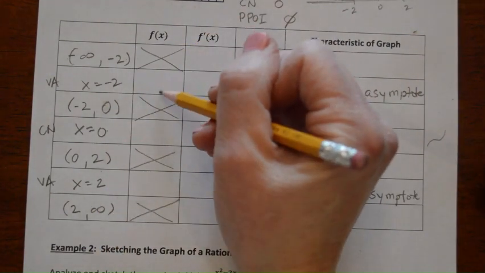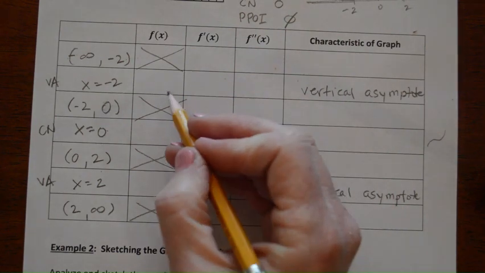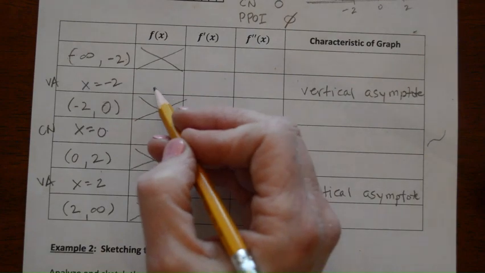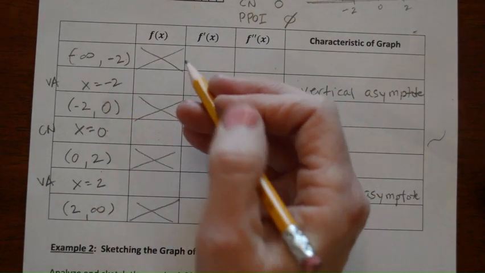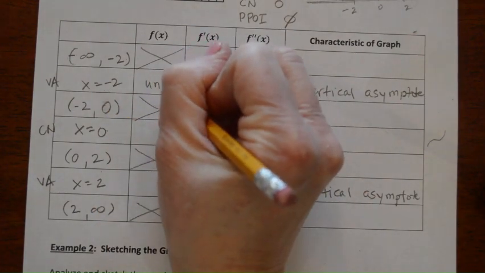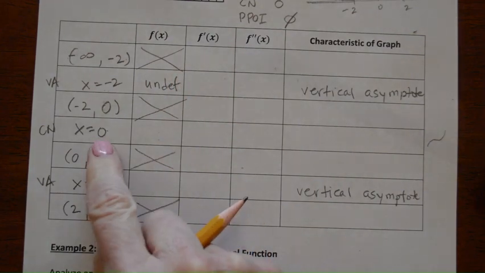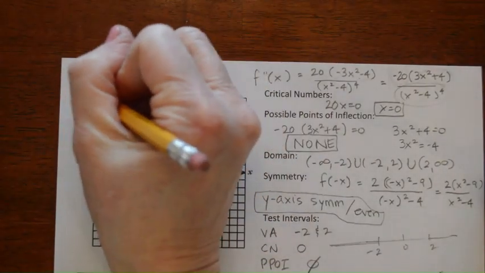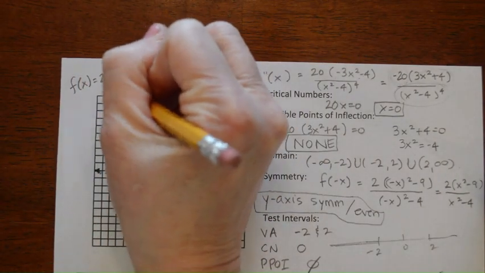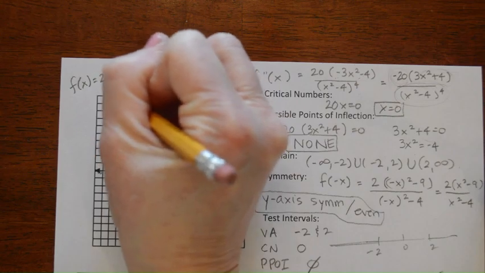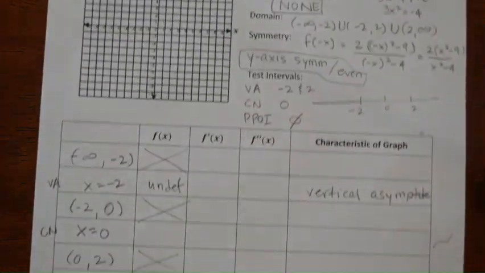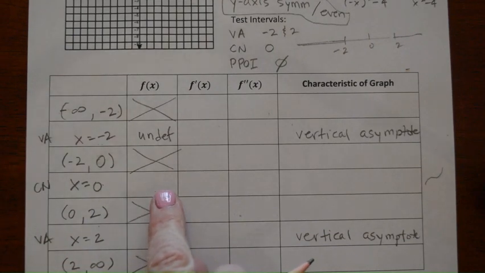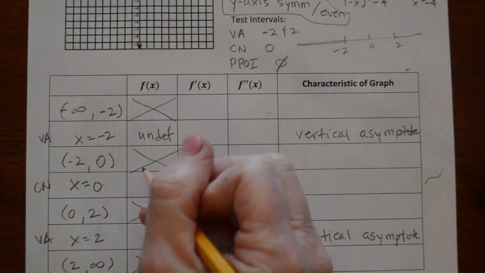And then in each of these values under f of x, I'm trying to find out what the coordinate is because I'm going to have to plot this point right here. At -2, it's undefined, so we would just say it's undefined. For f of 0, I probably should have written what f of x is here. It was 2 times x squared minus 9 over x squared minus 4. And we just happen to find what the value of this is because it's the y-intercept, and so we found that this was 9/2.